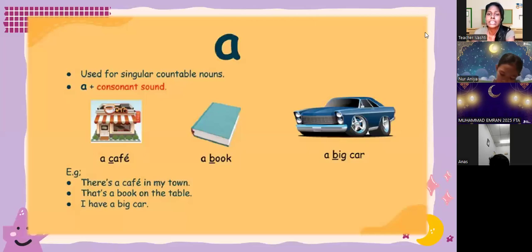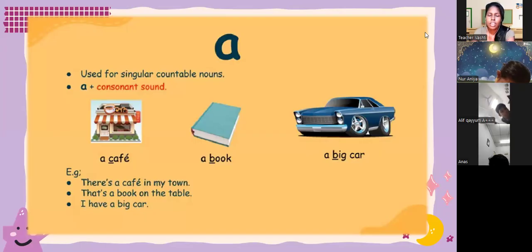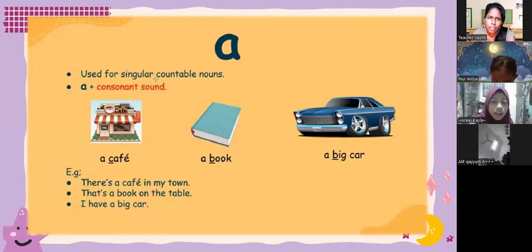The word a and an. Okay. Ni we use for singular countable nouns. Can you tell me what is singular? Apa maksud singular? Only one. Satu. All right, very good. Singular means one. What is countable? Can count. Very good.